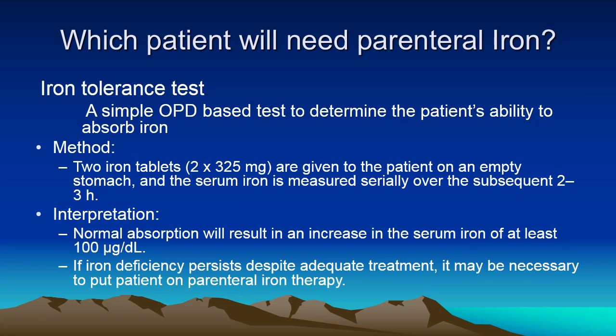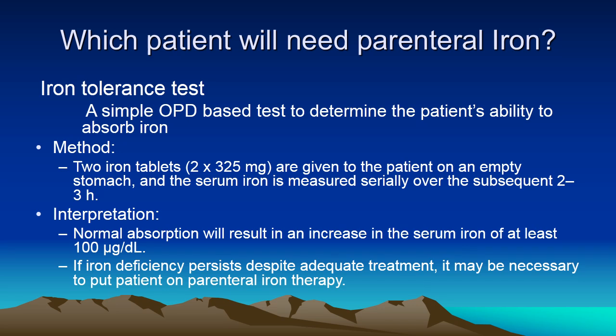Which patient will need parenteral iron therapy? Actually, how can we know that iron is not adequately absorbed when given orally? This can be done by the iron tolerance test. That is a simple OPD-based test to determine the patient's ability to absorb iron. The method is that 2 iron tablets are given to the patient on an empty stomach, and the serum iron is measured serially over the subsequent 2 to 3 hours. Interpretation is that normal absorption will result in an increase in serum iron level of at least 100 microgram percent.